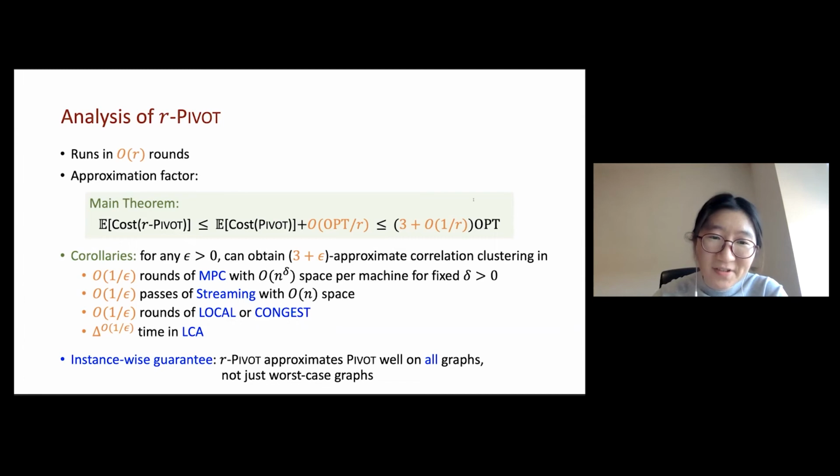And I also want to mention one point, which is that the approximation guarantee here is actually instance-wise, which means that our R-pivot algorithm approximates pivot well on all graphs, not just the worst case graphs. So for example, if there are some input distributions where pivot does better than a 3 approximation, say it achieves an alpha approximation on some input distributions, then our R-pivot also has an almost alpha approximation guarantee on the same input distribution.